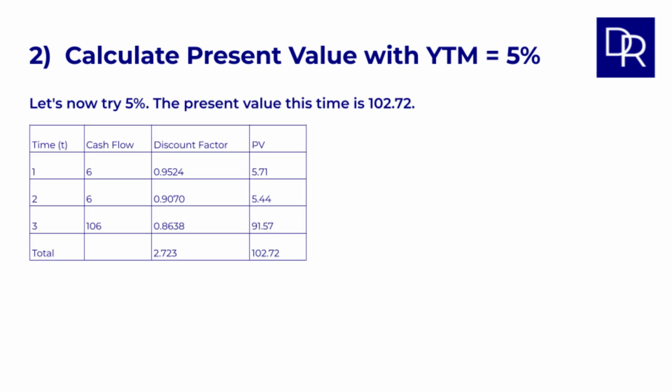From the spreadsheet we see that the present value this time is 102.72. Again, full details are in the attached spreadsheet. We are much closer to the target price of 103.43, but the price still needs to be a bit higher. So we need to lower the yield a bit more. Don't worry, we won't just keep guessing. We'll be a bit more clever this time.